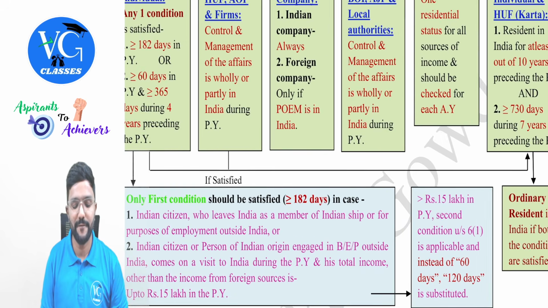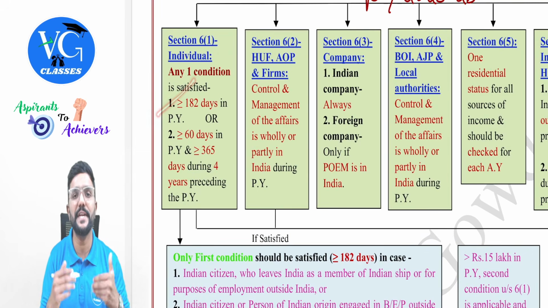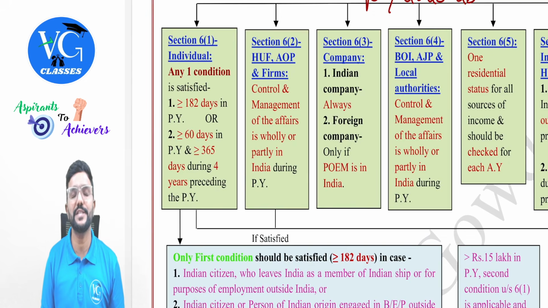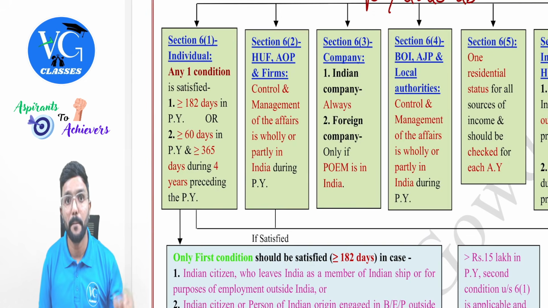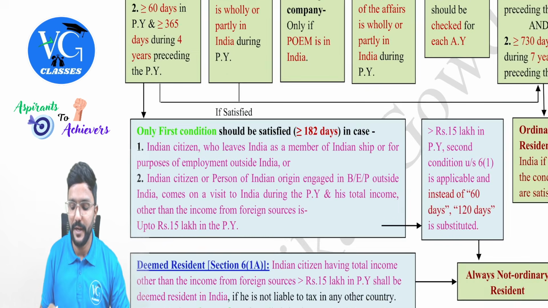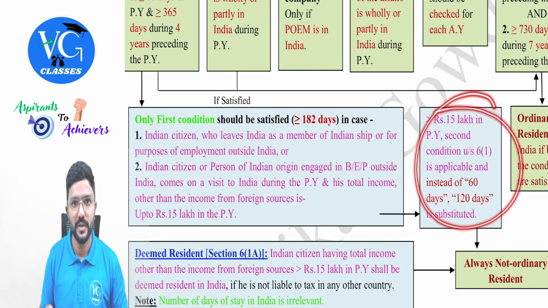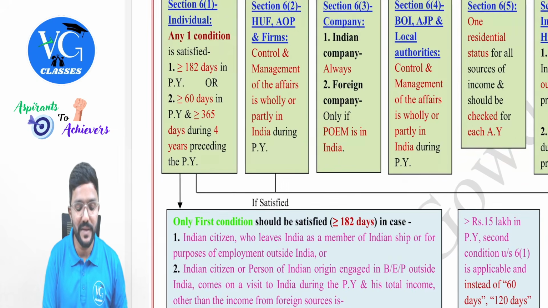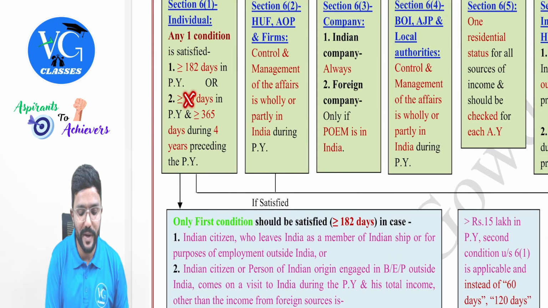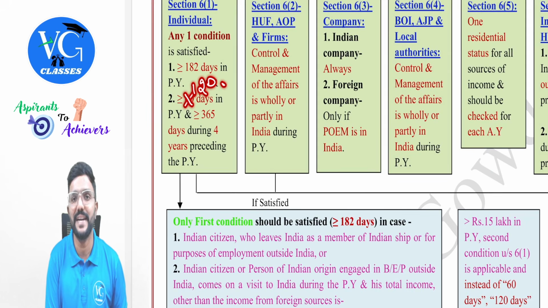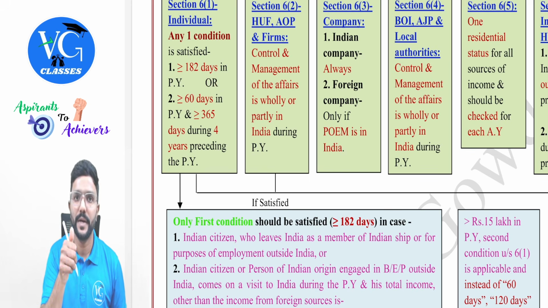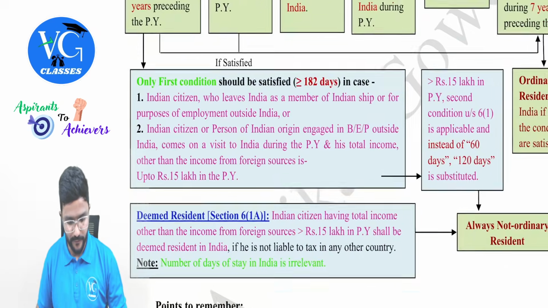In that case, if I satisfy the first condition, that is 182 days or more, should we check additional conditions? Yes. But if I am an individual who is covered in this provision, and if I have satisfied the second condition, which is 120 days or more and 365 days or more, and if I have become a resident, should we check additional conditions? No, we should not check. Got it? Yes. Fine, guys.